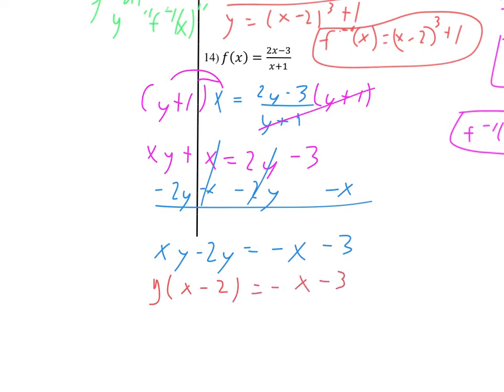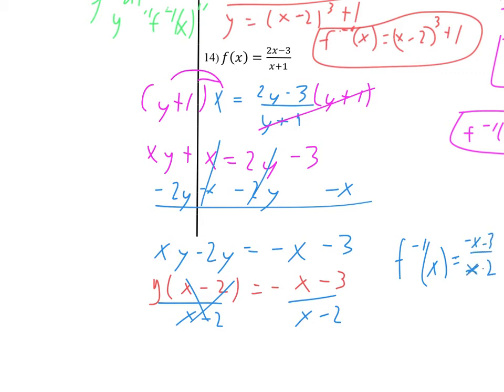And now you can see I've turned those two y's into just one y. So my last step is just to divide by x minus 2. And I can say that f inverse of x equals negative x minus 3 over x minus 2. So I'm going to put my answer like that.